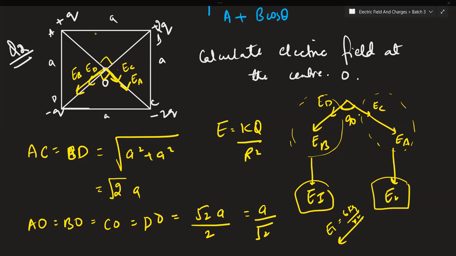Ma'am, why is KO equal to 2 root 2A upon 2? See, this is what?